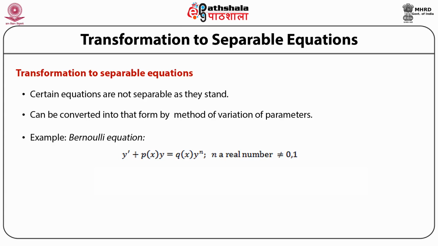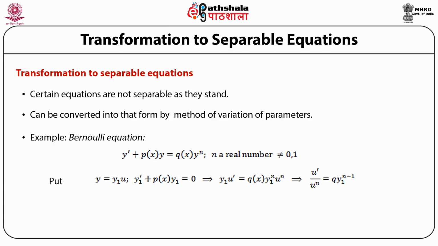Let y1 be a solution of the complementary equation. So y1 prime plus p of x y1 is equal to 0. We substitute y equal to y1 times u in this equation and we get y1 times u prime equal to q of x y1 raised to power n times u raised to power n.